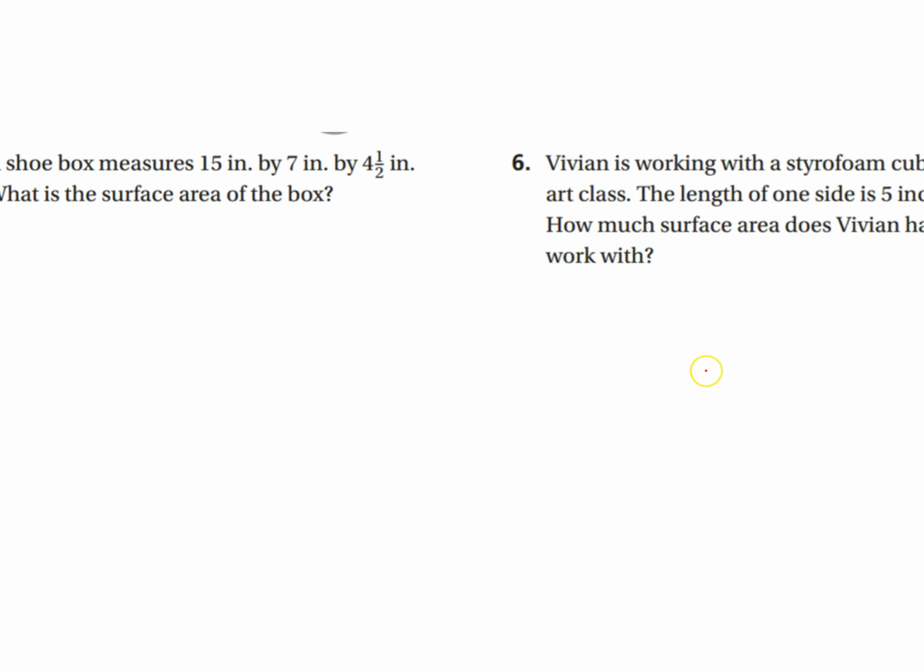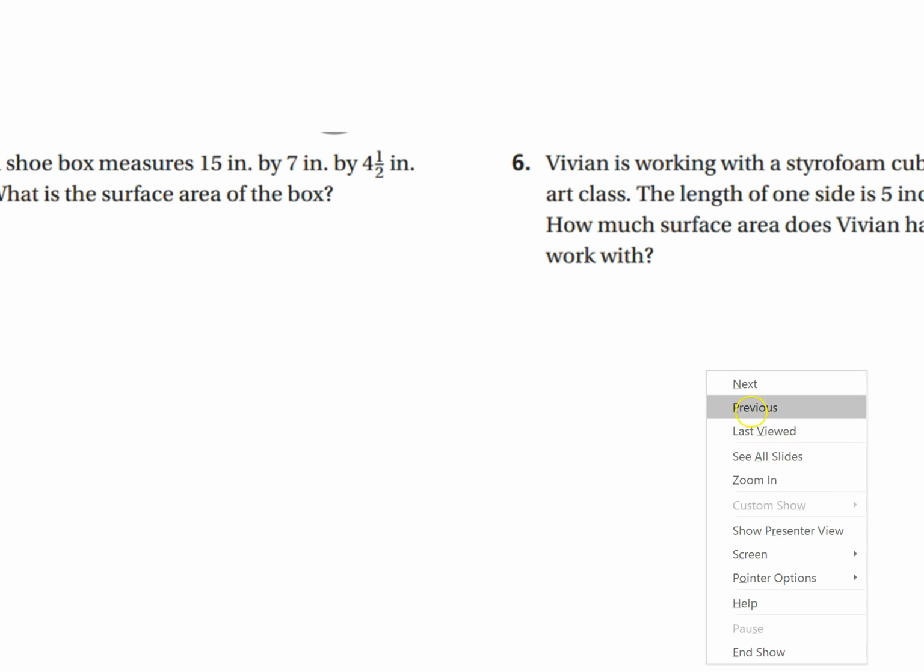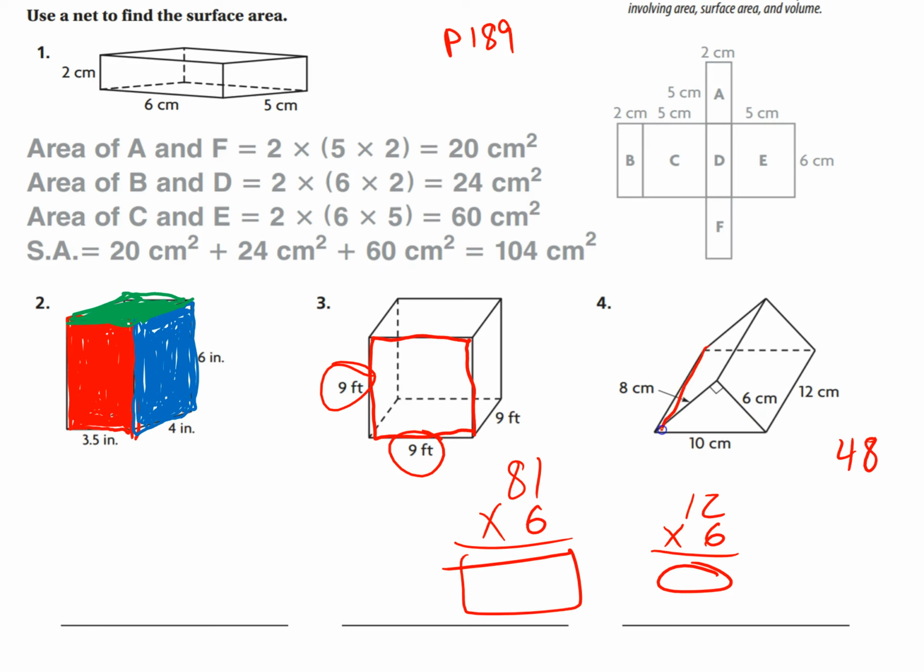Then you also have this very bottom here. Okay, and this is 10 by 12. So you're going to do 12 times 10 and get that answer. Now you don't have to multiply by 2 because this isn't a rectangular prism. The top and the bottom don't measure the same thing.